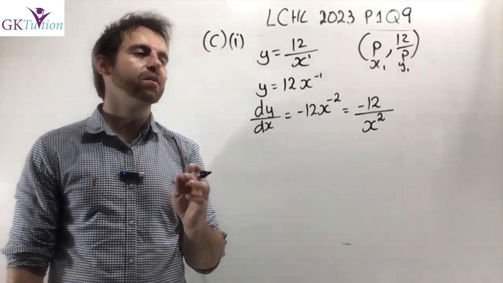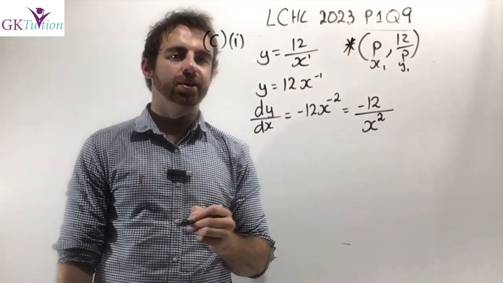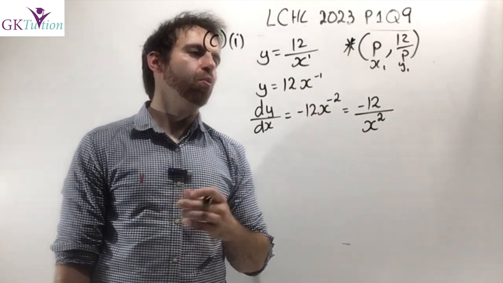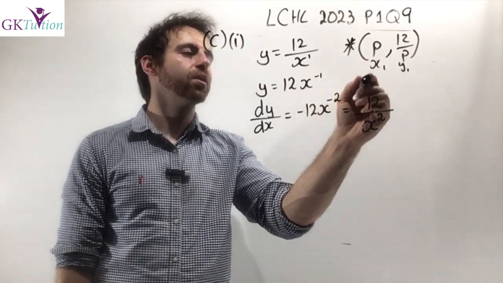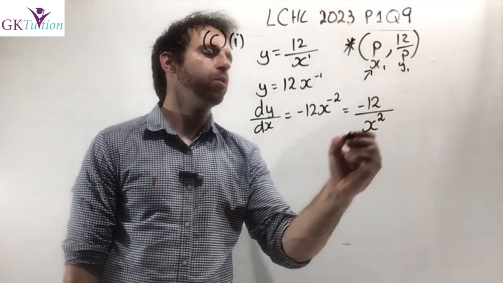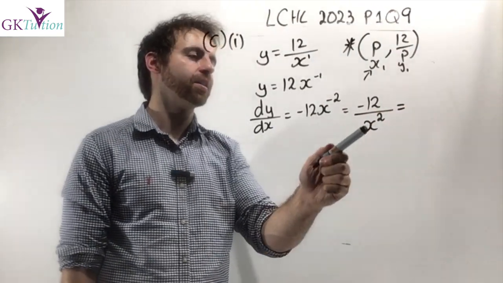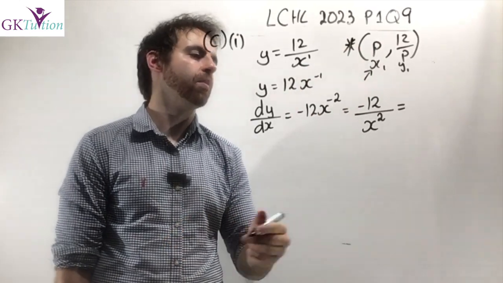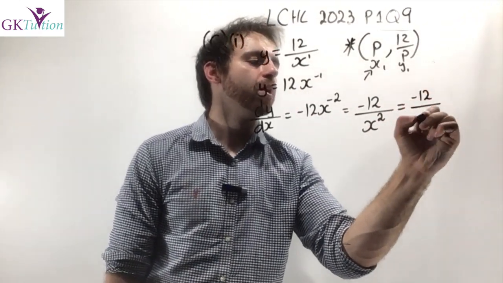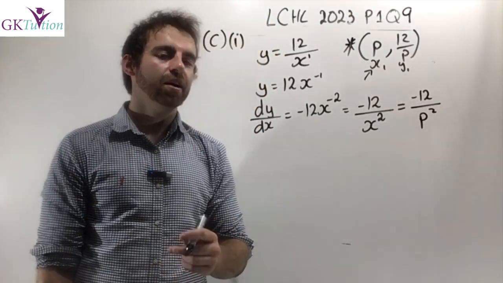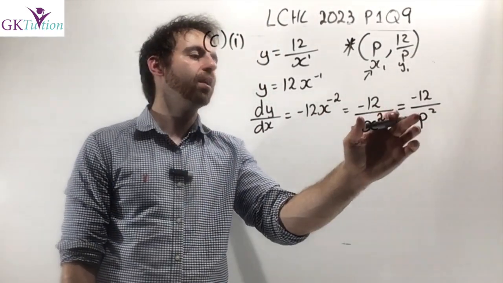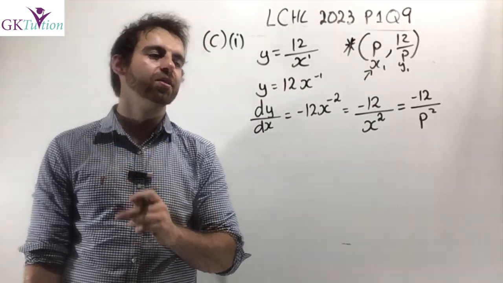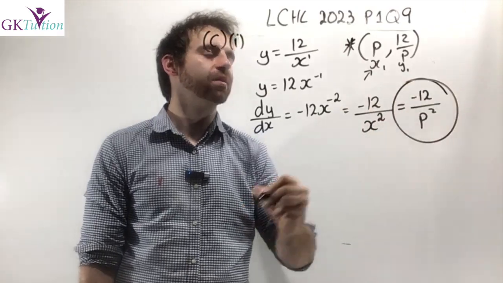I want to know what is the slope of the curve at this point. The point on the tangent is p, 12 over p. Well, at this point, I know that the x value is p, which means the slope at the point of contact, I have to sub in, instead of x, the x value of my coordinate. The x value of my coordinate is p. So at the point of contact, the slope of the curve is minus 12 over p squared. And at the point of contact, the slope of the curve and the slope of the tangent are the same thing. So this, in fact, is the slope of the tangent.